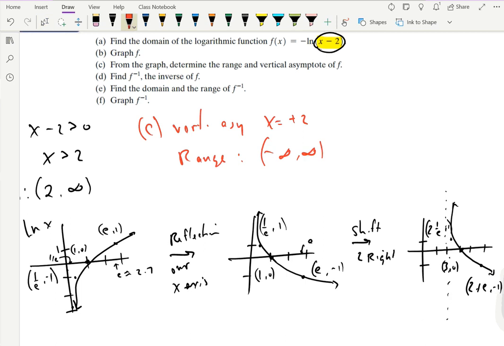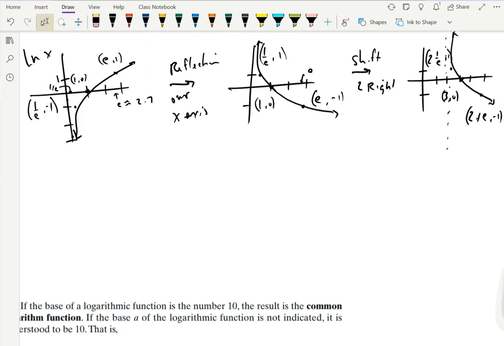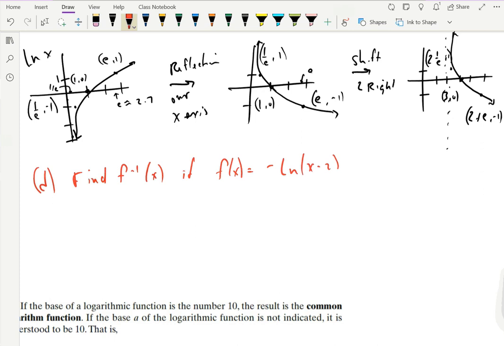Letter D, find f inverse. So let's go ahead and find f inverse. I'm going to move this down over here a ways. So letter D, find f inverse of x if, let's see, what was f of x here? Our f of x was negative of the natural log of x minus 2.